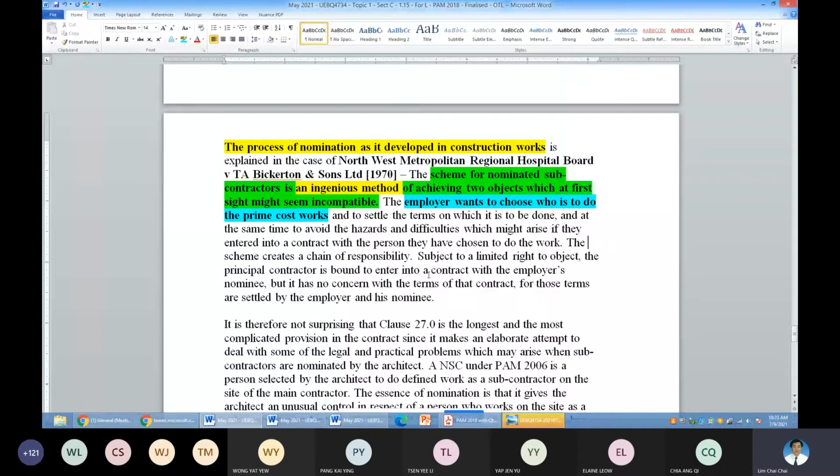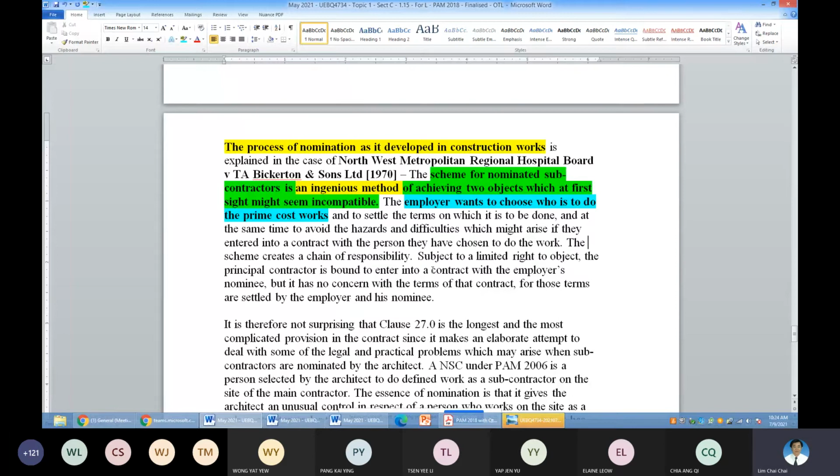So another one is to have the possibility of direct payment. Okay, so all the terms and conditions that are agreed by the employer with the NSCs are forced upon the main contractor. So this is how the NSC system works. Not only in UK, in Malaysia it is exactly the same. So please remember, the responsibility is forced upon the main contractor to accept.